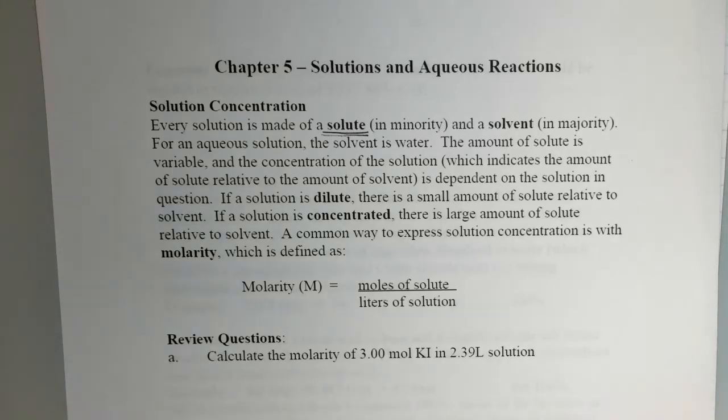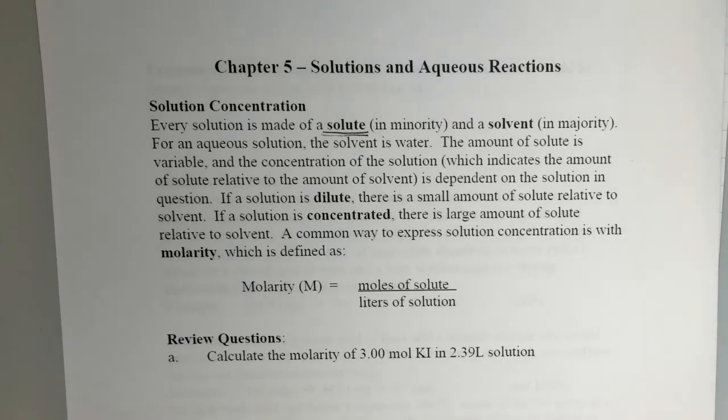All right, so for chapter 5, we're going to look at solutions and reactions that happen in solutions. Some things that we'll look at are review from Intro Chem. This is where we're going to see molarity and double displacement reactions and other types of reactions that happen in water. Now, the solute and the solvent are the two components of any solution.